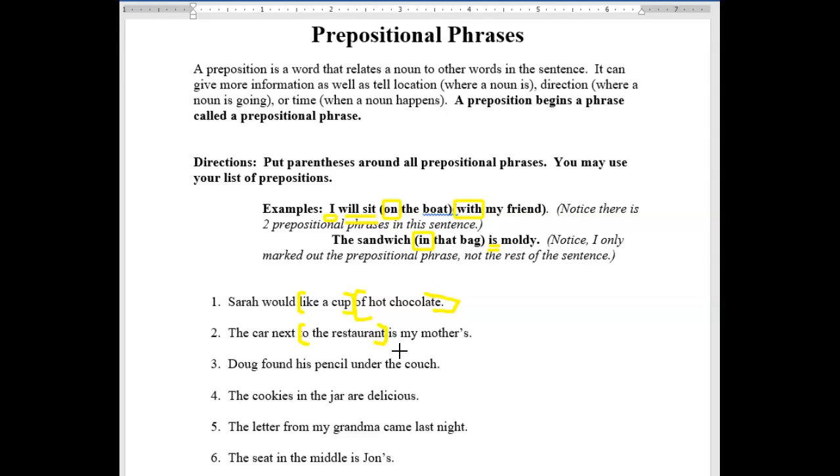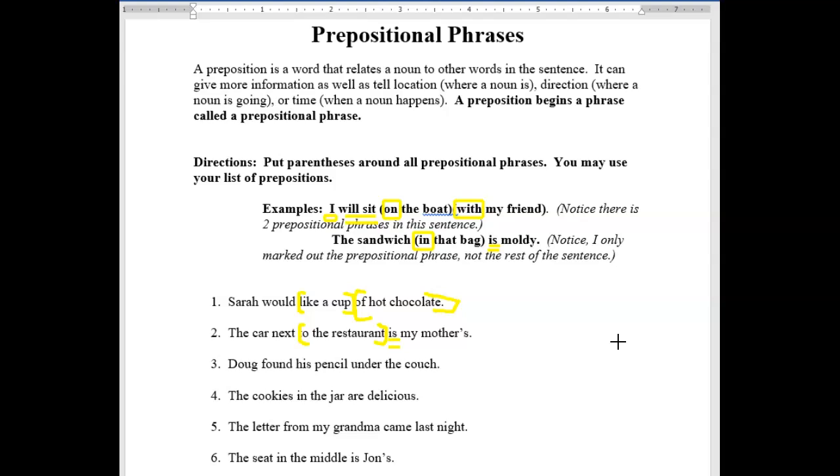Because if you notice, what is the word is? Yes, is a helping verb. So we don't want to include the helping verb in our prepositional phrase. That's not where it belongs. Okay, so to the restaurant would be my prepositional phrase.